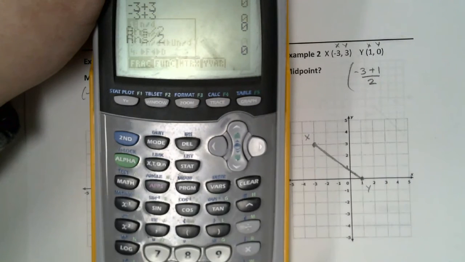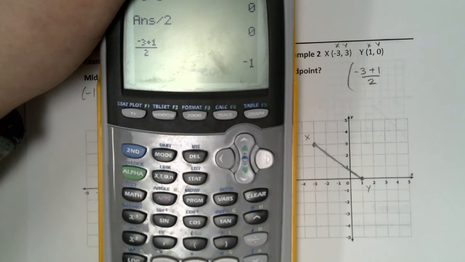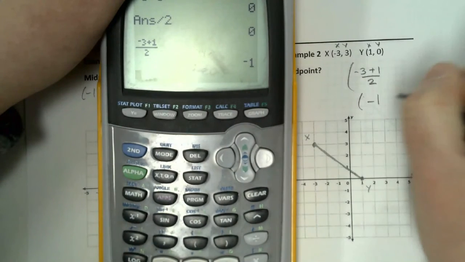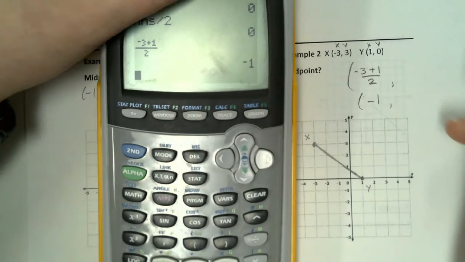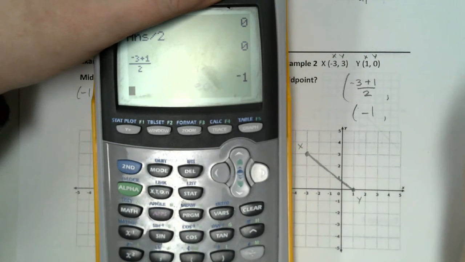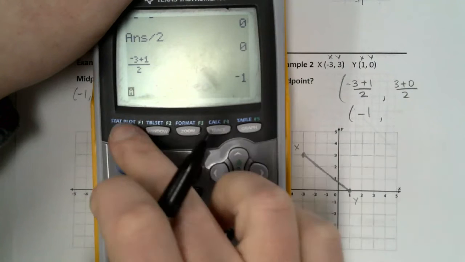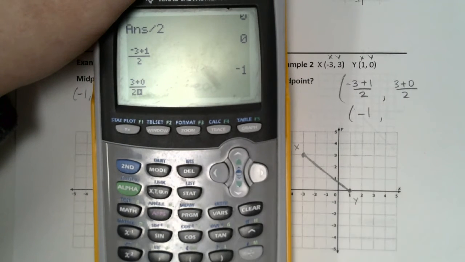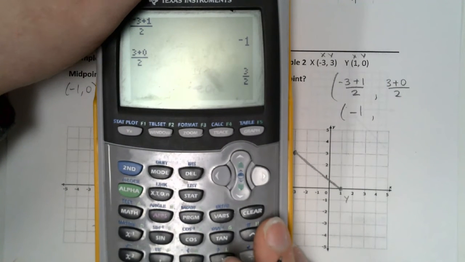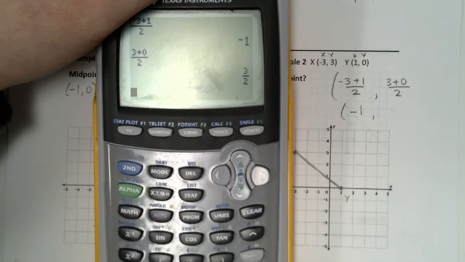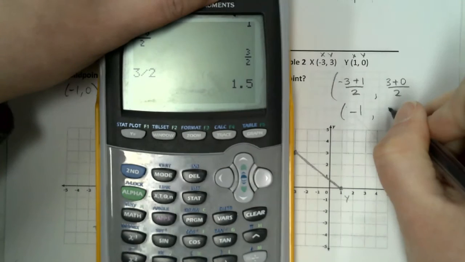Type in a fraction. You're going to do negative 3 plus 1 divided by 2. I got negative 1. So that's my first number. Comma. Now what are we doing? Doing the y's. That would be 3 plus 0 divided by 2. Let's see what that gives us. We got this 3 over 2. That's what it should have given you. So if you type in 3 divided by 2, that is the same thing as 1.5. I would prefer this be a decimal.